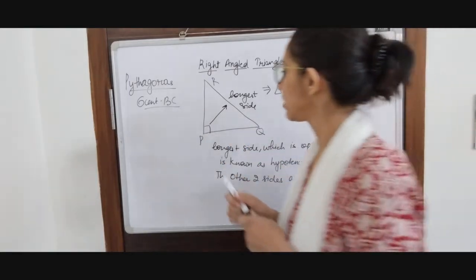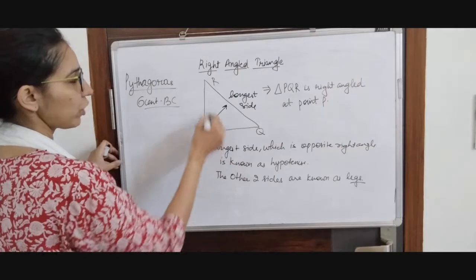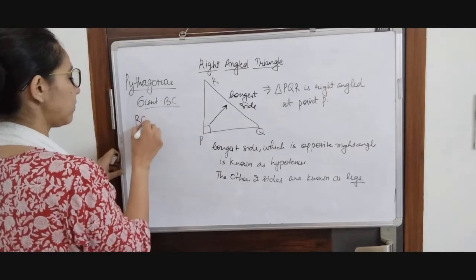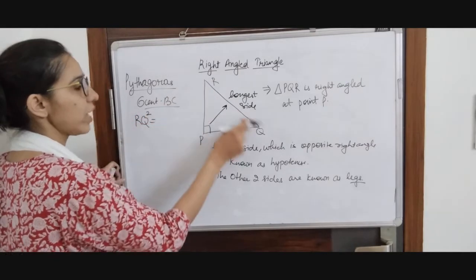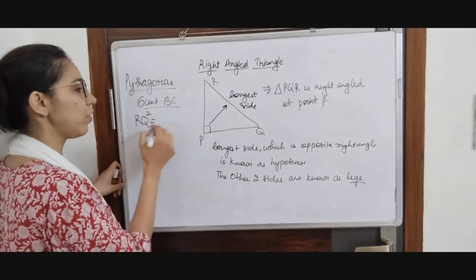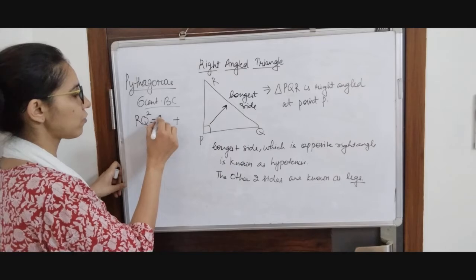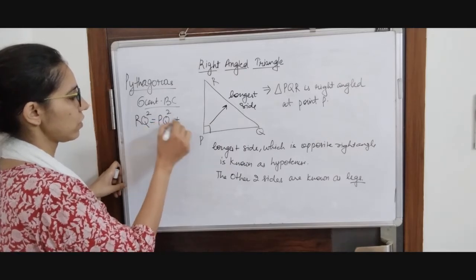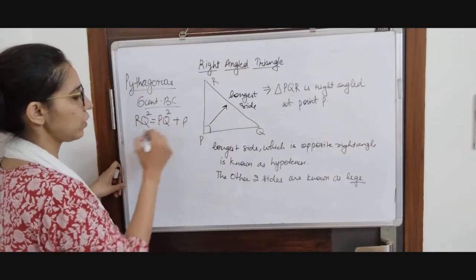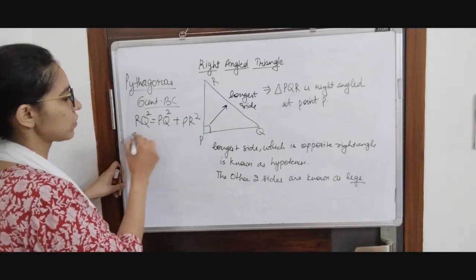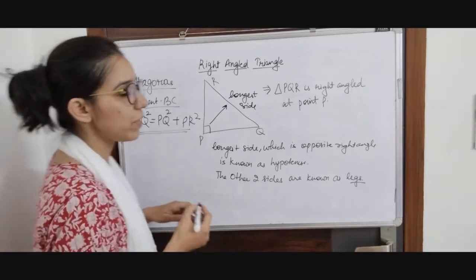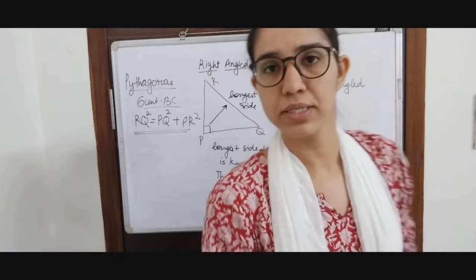What does it say? If we are talking about this triangle, then RQ square, the square of the hypotenuse, is equal to the sum of the squares of the two legs, so this is PQ square and PR square. It is applicable in a lot of circumstances.